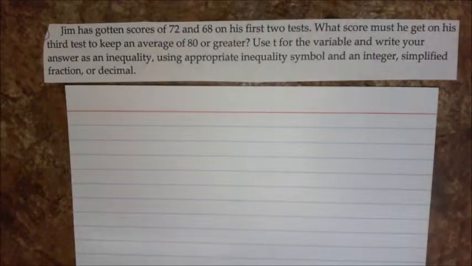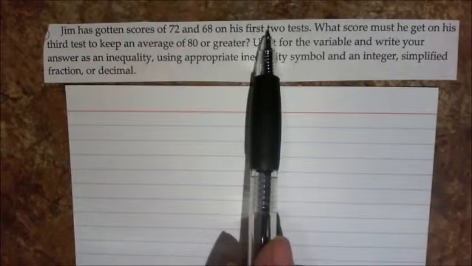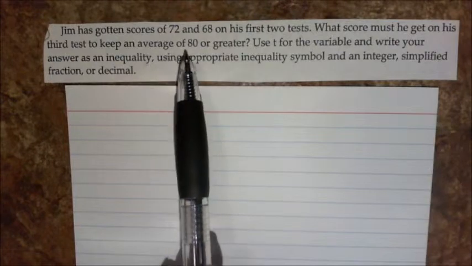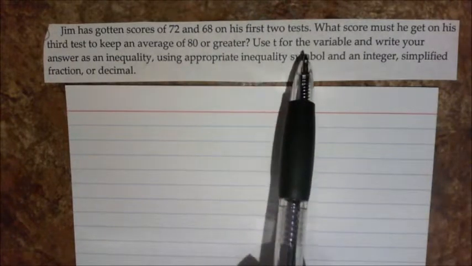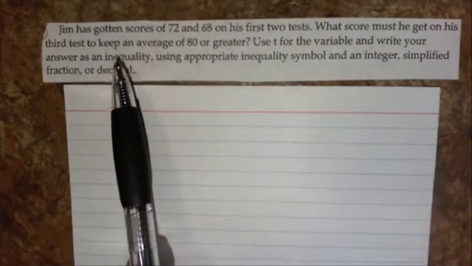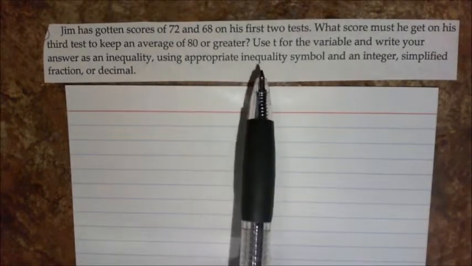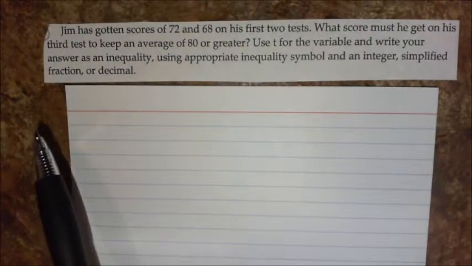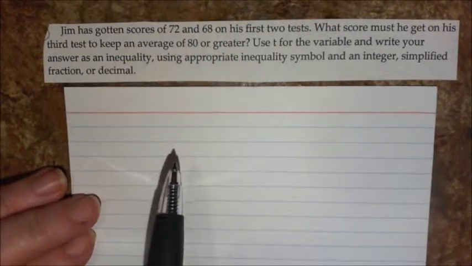One last application problem for your review. This comes from 10.8, Applications with Inequalities. So again, like other applications in problem solving, we need to read for understanding. Jim has gotten scores of 72 and 68 on his first two tests. What score must he get on his third test to keep an average of 80 or greater? Use t for the variable and write your answers as an inequality using appropriate inequality symbol and an integer, simplified fraction, or decimal.